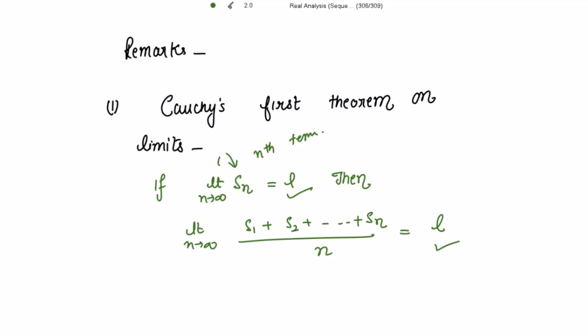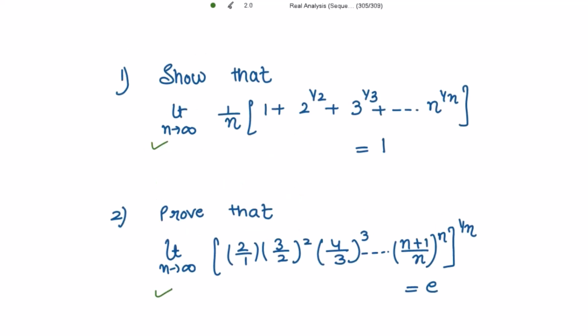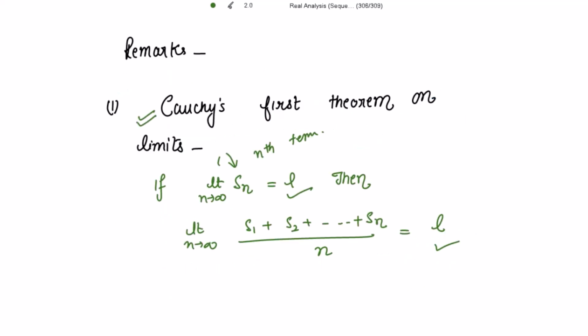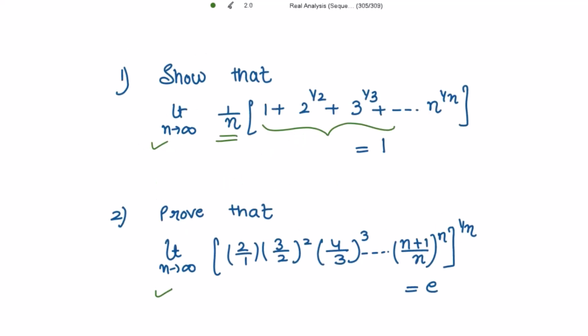So now it is very easy to see that I have the limit of the sum of the terms divided by the number of terms. That means the format is the same as that of Cauchy's first theorem on limits. So we are going to use Cauchy's first theorem on limits here.